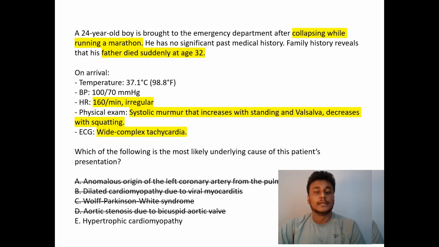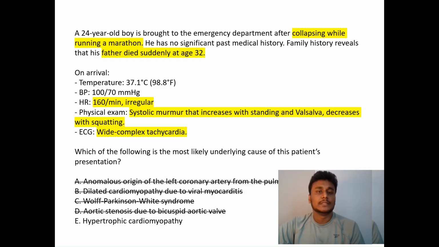So now we arrive at the final option, which is hypertrophic cardiomyopathy. This is a correct option, obviously, because all the others are wrong. All the buzzwords mentioned in this vignette hold very true for this. So it is a young boy who collapsed during exertion, and he has a family history of his father dying also at a similar young age. Patient has tachycardia, which is irregular, and then there is a wide complex tachycardia noted on the EKG. So there is systolic murmur that increases with standing and Valsalva, and it decreases with squatting.